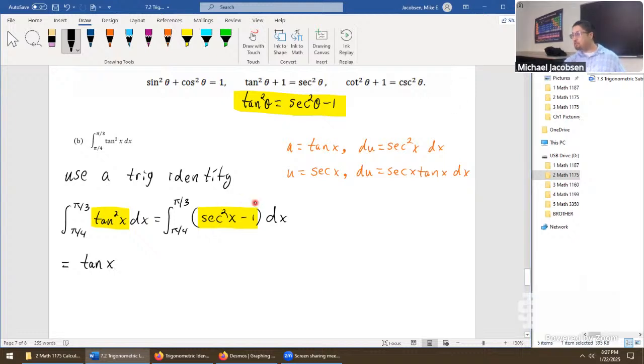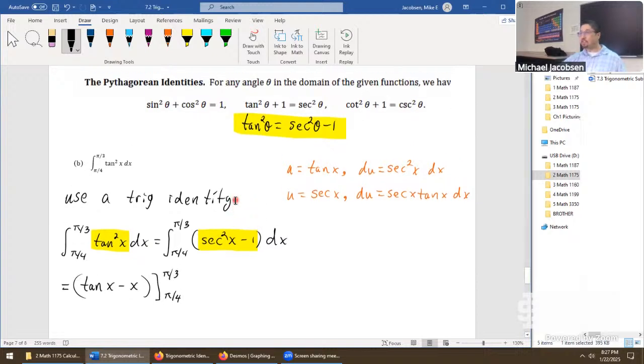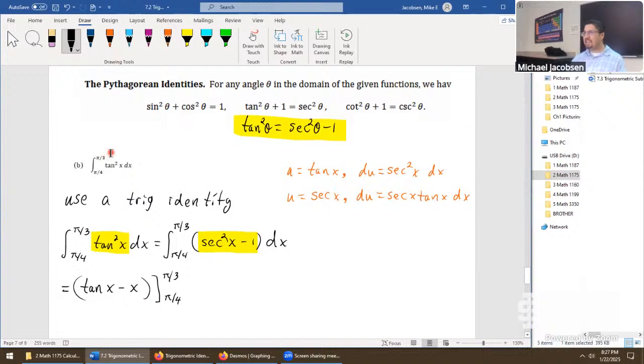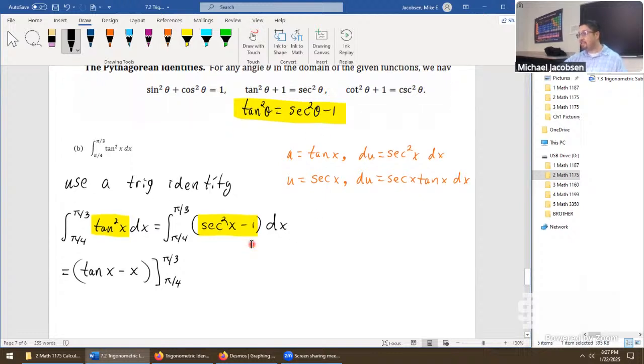I'll do this one. Antiderivative of negative 1 is negative x. And we have to evaluate this whole thing from pi over 4 to pi over 3. So that's our strategy on this one. Again, it seems really kind of odd that we can find an antiderivative for secant squared, but not so easy for tangent squared, unless you run it through this identity. Now it's an approachable problem.